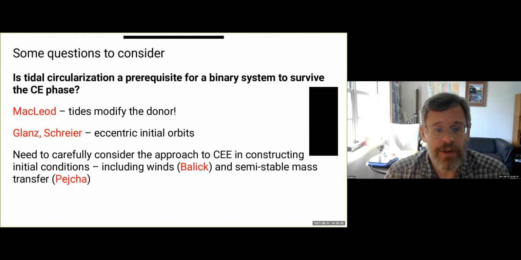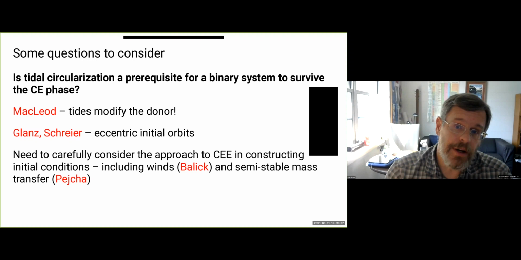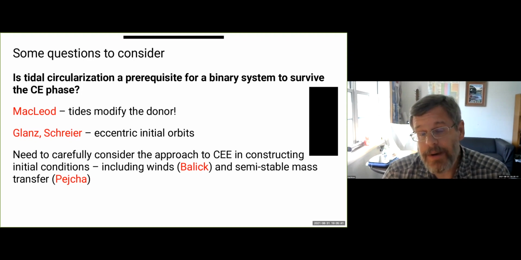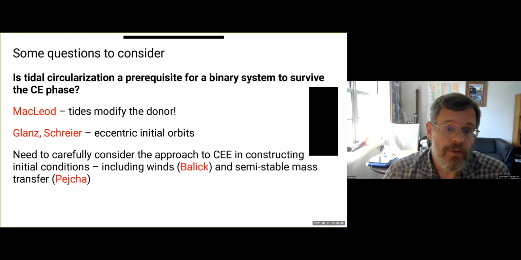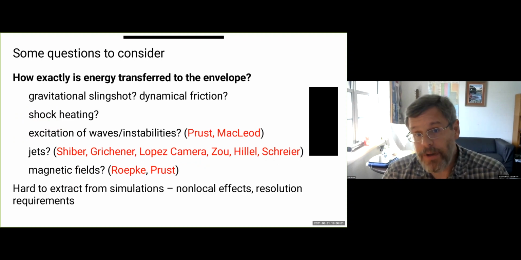We'll also see some talks today, and I believe on Friday as well, on eccentric initial orbits and the effect that those have both on the development of the common envelope and the final outcome, the eccentricity of the final outcome. So one general lesson I take from especially Morgan and Andre's work is we need to carefully consider both the setup for these common envelope simulations and the approach to loss of dynamical stability. We'll have a talk by Bruce at the very end on winds, and we'll have a talk by Andre Pecha on semi-stable mass transfer.